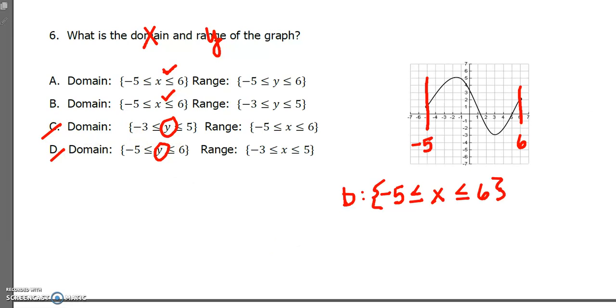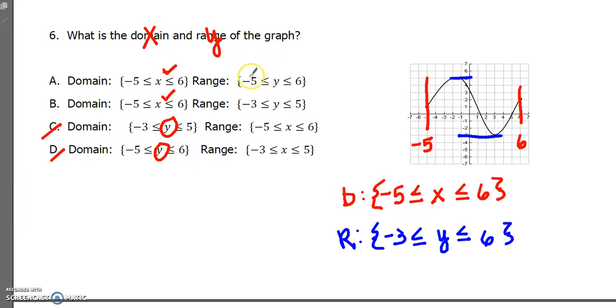So now let's check our range. I need to go to my lowest point on the graph, which is going to be right here. So that's going to be a -3. And then my highest point on the graph is up here, and then it's going to be a +6. So again, less than or equal to, my range is the y value, and again, less than or equal to. So let's see if we can find which one of those.